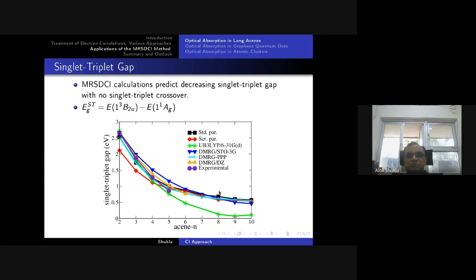So one thing is for sure, our calculations and many other people's calculations predict that up to decacene, we didn't go beyond decacene, the singlet will always be the lowest energy state, and the triplet will be roughly 0.5 eV higher for decacene.